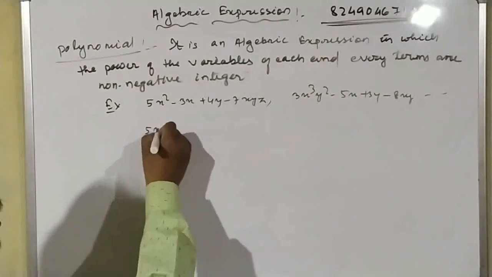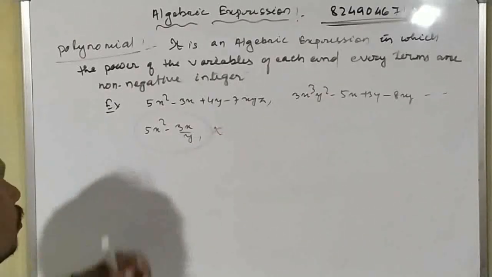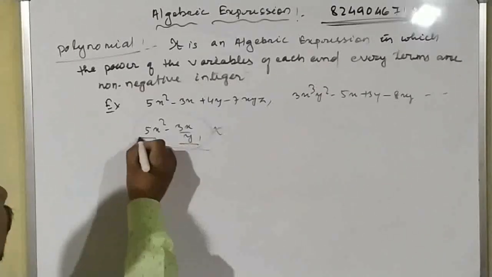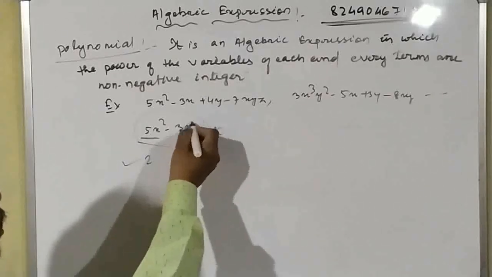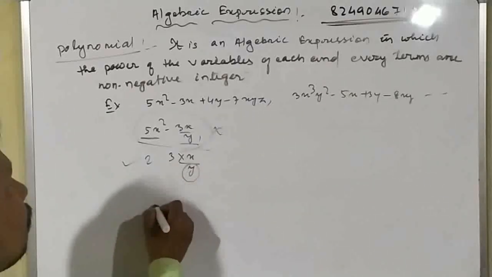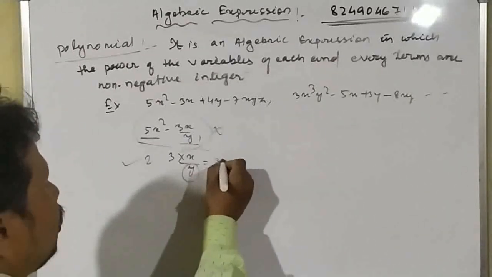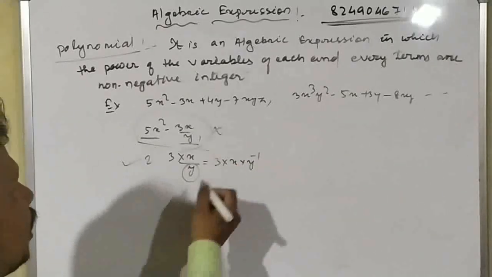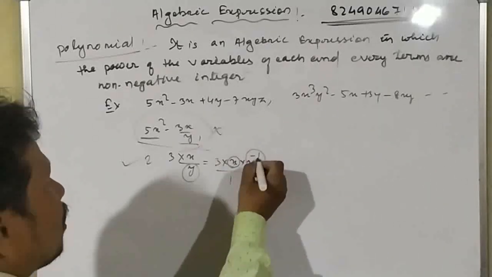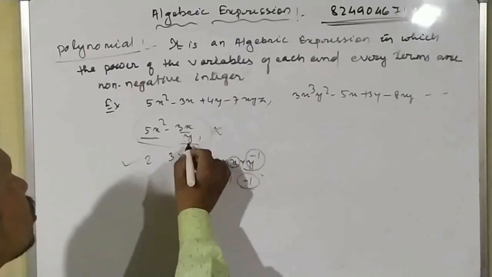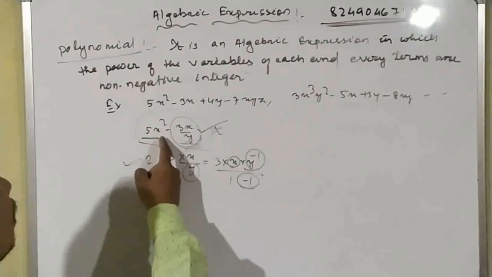But if we take 5x square minus 3x by y, can we say that this is a polynomial? No, it will not be a polynomial, because this algebraic expression consists of two terms. One is 5x square, where the power of the variable is 2, which is okay. But in 3x by y, that is 3 into x by y. We know from the theorem of exponents that this is 3 into x into y to the power minus 1. Here the power of x is 1 and the power of y is minus 1. For this reason, this is not a polynomial, because this term contains a negative power of a variable.